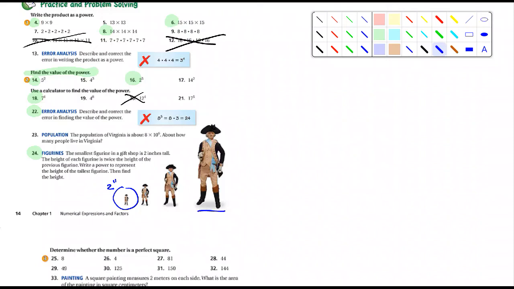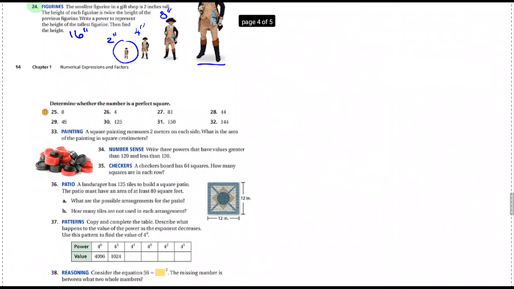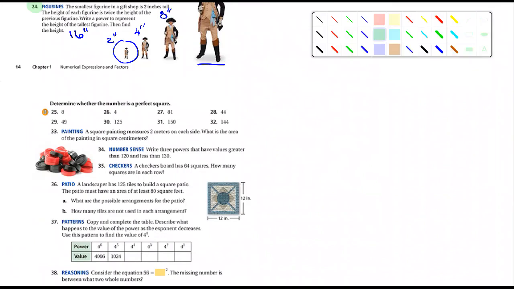So it's twice the next one. So what's the height of this one right here? 4 inches. What's the height of this one right here, the next one? 8. So what's the height of the last one? 16. 16 inches. Now we're talking about height. So number 24, the answer is 16 inches. There's the answer to number 24. There's a freebie for you. I just did it for you. Then all we have to do is write 16 inches.